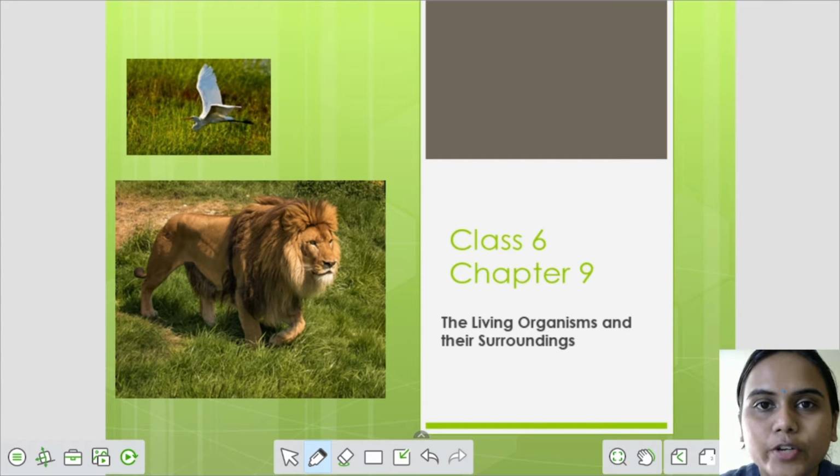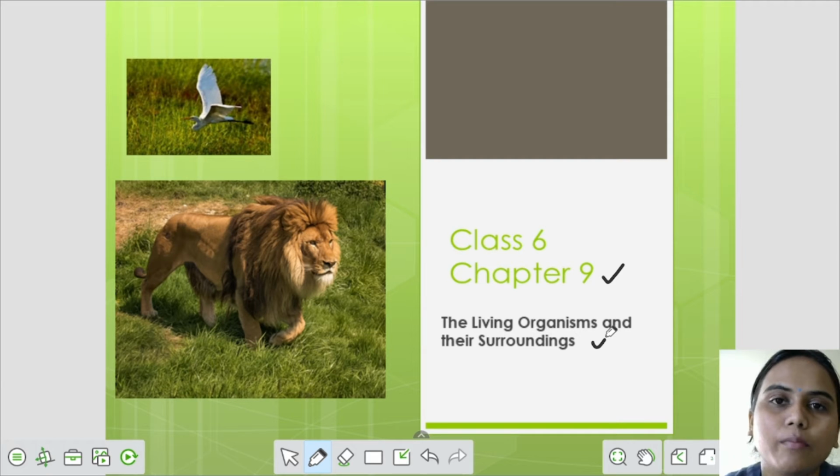So here today we are going to start with the new chapter, that is chapter number 9 of class 6, the living organism and their surroundings. You all know that we all are living organisms and we live on certain conditions. We are not like that we can live anywhere. Even if I tell you to live on Mars, can you be living there? No, it's not possible. Why? Because the conditions that are available there are not suitable according to us.